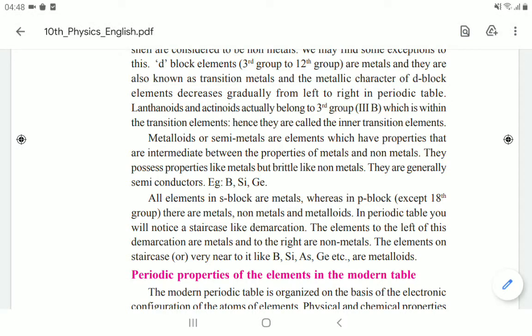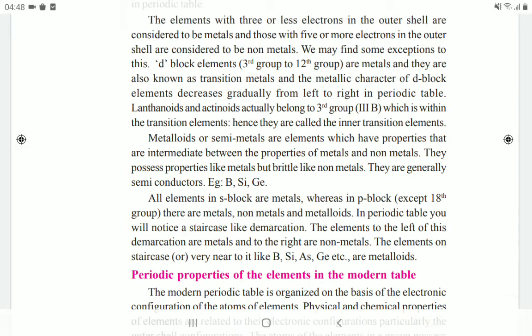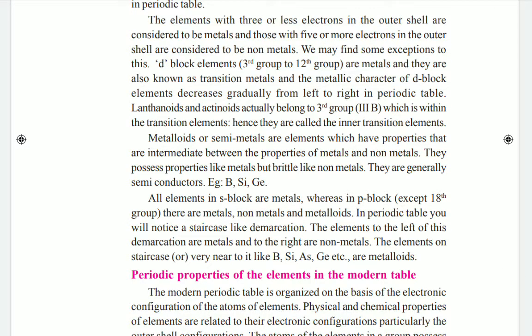metalloids or semi-metals, which are elements that have properties intermediate between the properties of metals and non-metals. They possess properties like metals but are brittle like non-metals. So sometimes they show the properties of metals and sometimes the properties of non-metals. They are generally semiconductors. Examples: boron, silicon, germanium.